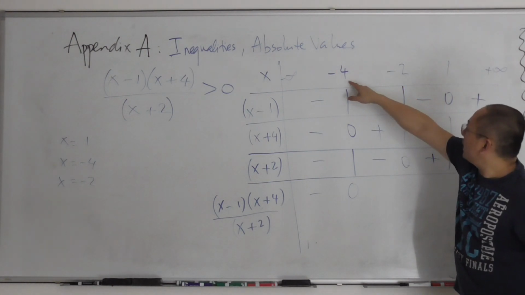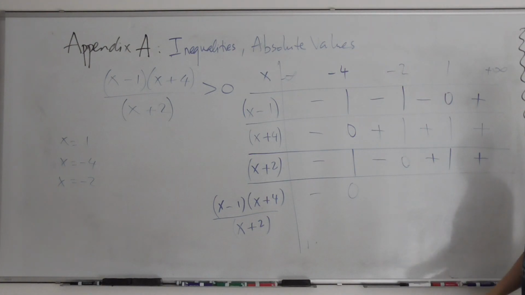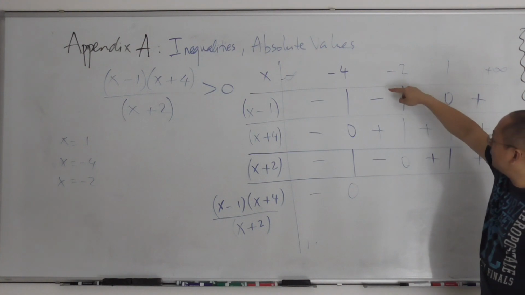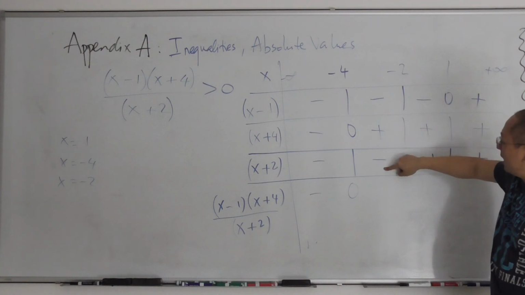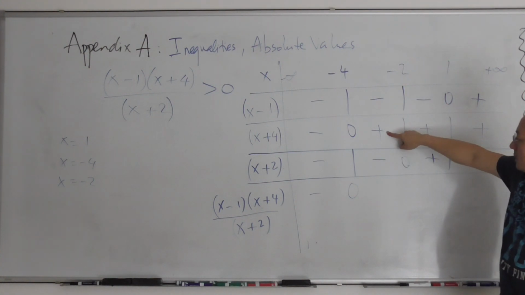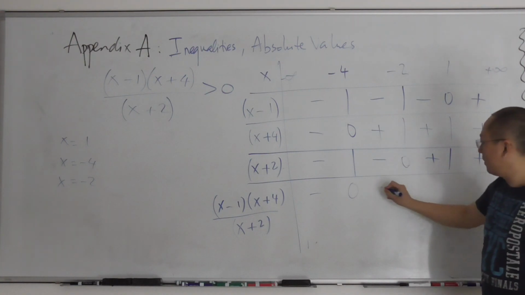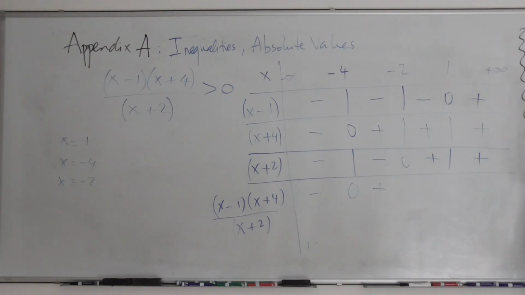When x is somewhere between negative 4 and negative 2, say negative 3, negative 3.5, something like that, we have negative times positive divided by negative. Negative times positive is negative, divided by negative, we have a positive number. Okay? Now, here comes the interesting thing.